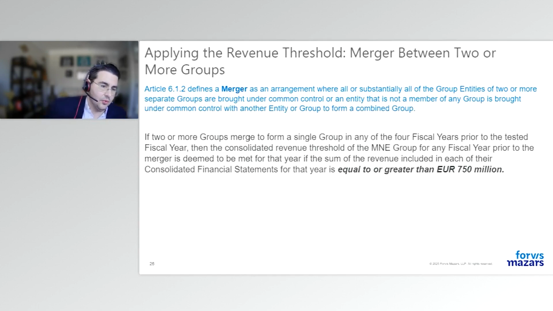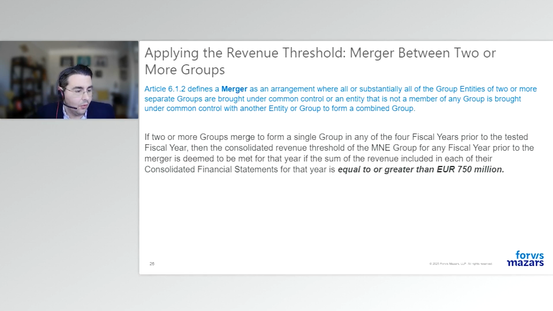So let's go to the first one, where you have a merger between 2 or more groups. Article 6.1.2 defines a merger as any arrangement where all or substantially all of the group entities of two or more separate groups are brought under common control, or an entity that is not a member of any group is brought under common control with another entity or group to form a combined group.